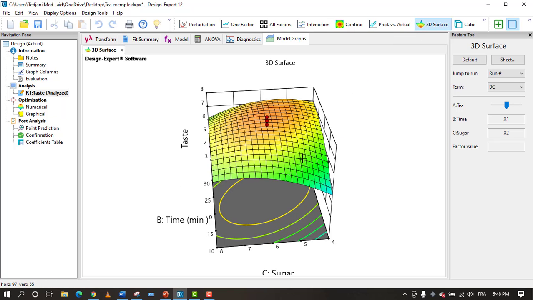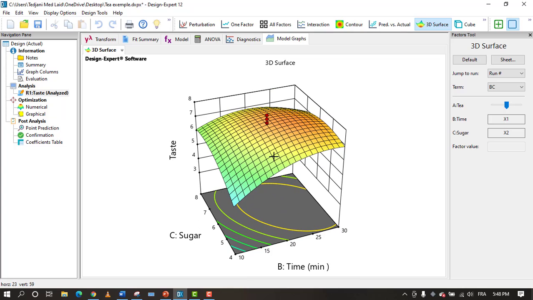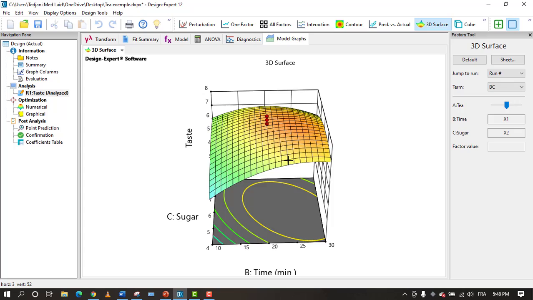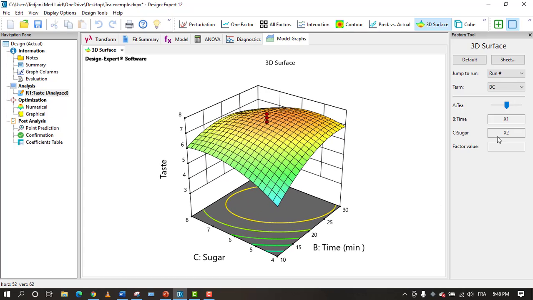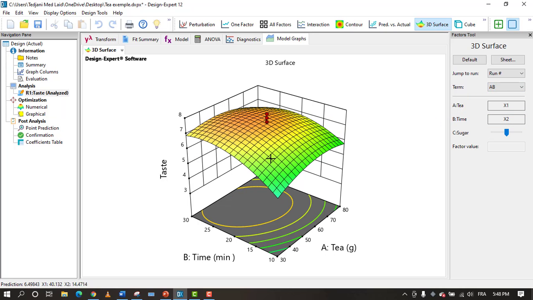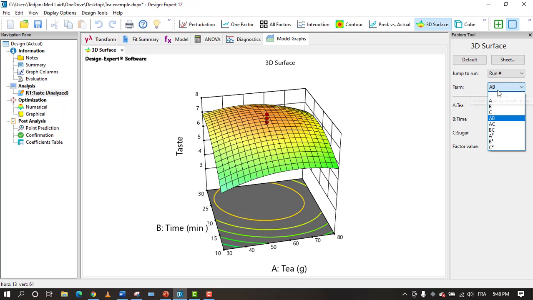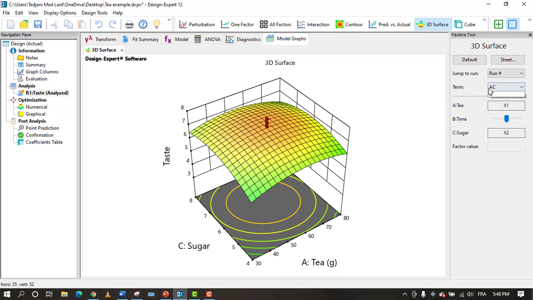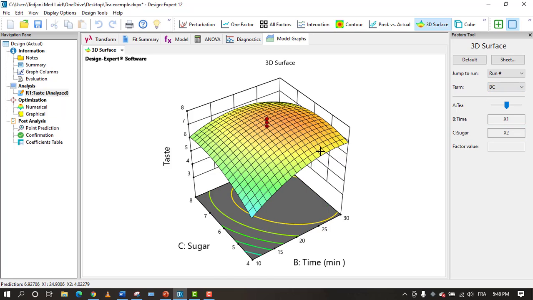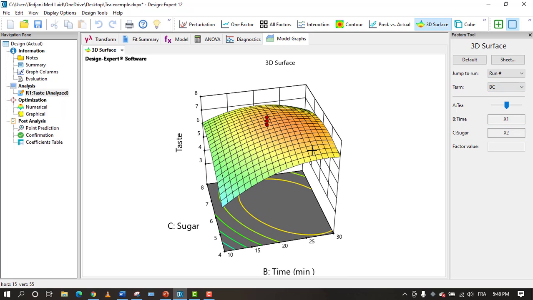We can also see them as 3D surfaces. Here it also gives the same results and the same data. Here is the interaction between A and B, here the interaction between A and C, and here the interaction between B and C.